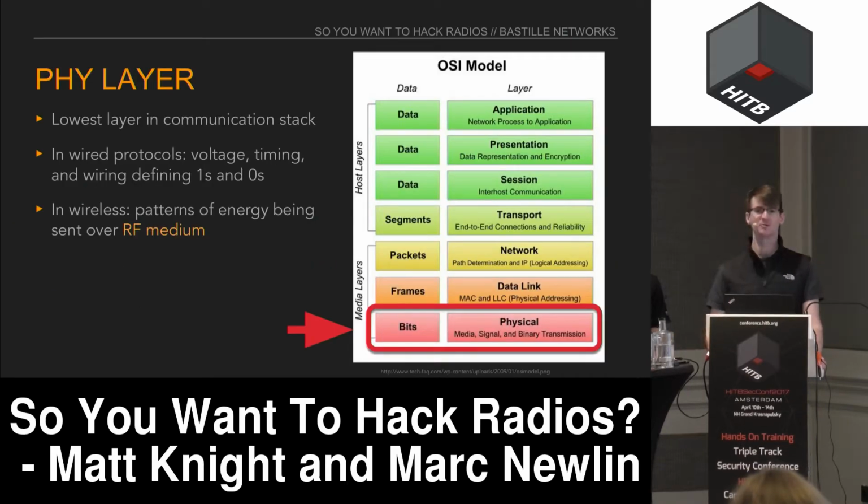So when we talk about reverse engineering wireless systems, we're talking about reverse engineering the physical layer. This is the lowest layer in the communication model. In wired protocols, it refers to voltage, timing, and wiring that defines what is a 1 and what is a 0 in the physical world, in electrical characteristics, that is. In wireless, instead, that refers to patterns of energy that are being sent over an RF medium.